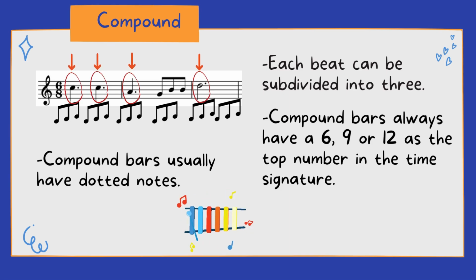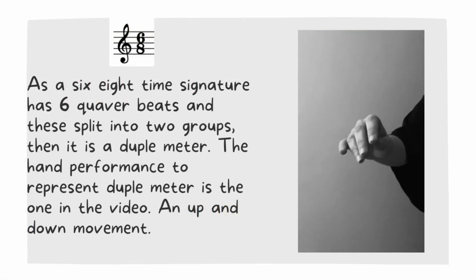Pay attention to the 6/8 stave. As you can see, the dotted crotchet can be subdivided into 3 beats, while the dotted minim is subdivided into 2 groups, each of them containing 3 beats. As a 6/8 time signature has 6 quaver beats, and these split into 2 groups, then it is a duple meter. The hand performance to represent duple meter is the one in the video. An up and down movement.